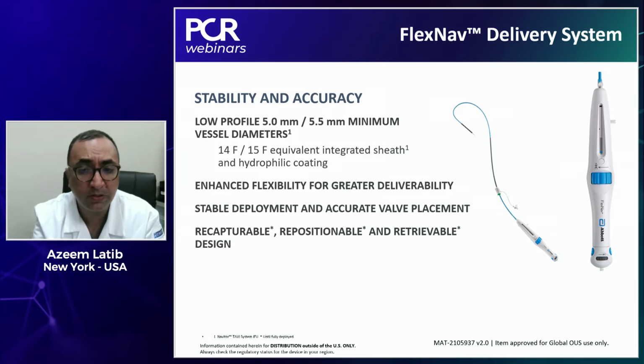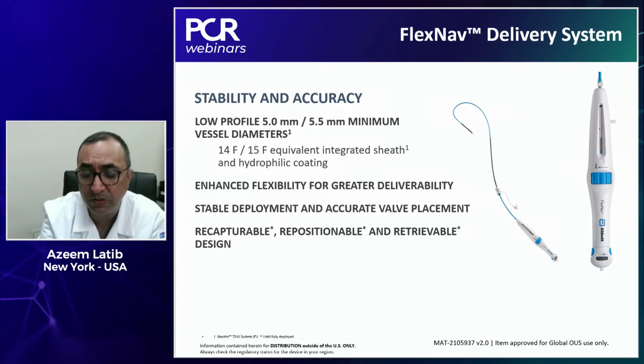The valve is mounted on a modern delivery system, the FlexNav. Many of you have used the FlexNav with the older generation valve, but now the Navitar is with the FlexNav. So you do get a lot of advantages from the system. I think the first is stability and accuracy on implantation. This is, as Lars mentioned, probably the lowest profile delivery system out there. You need really a 5 millimeter artery for the smaller valve sizes, up to 5.5 for the larger valve.